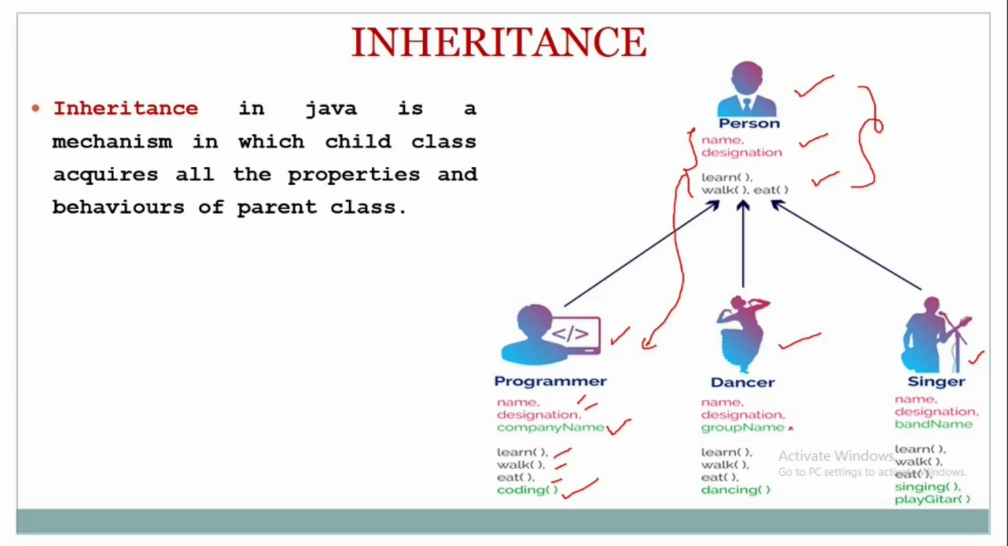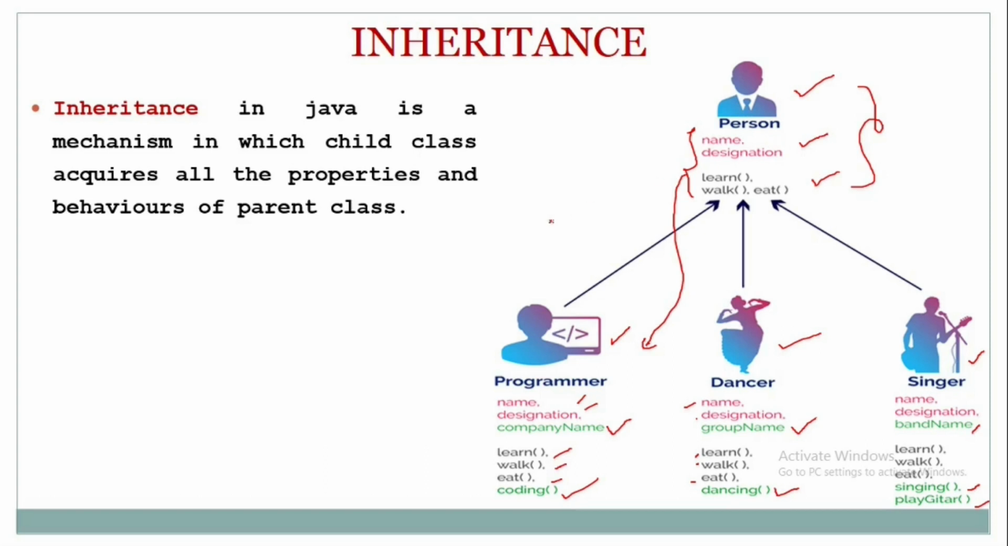As you can see here, the specific attributes we need to define are group name, and dancing is specific to the Dancer. The rest of the features, that is name, designation, learn, walk, and eat, are inherited from the base class, that is Person. Even in the Singer child class, band name, singing, and play guitar are the three specific features. The rest are all inherited from the base class or parent class Person.